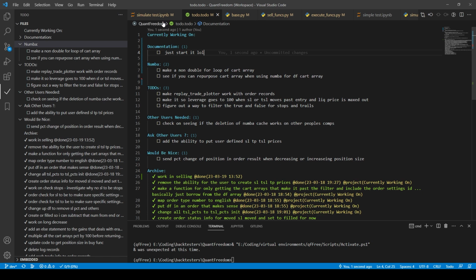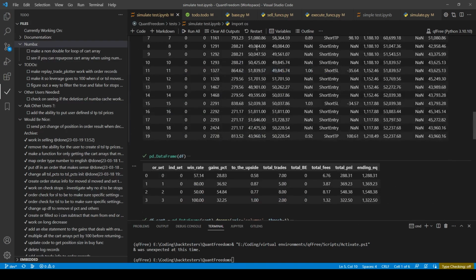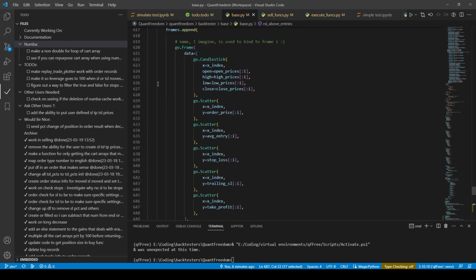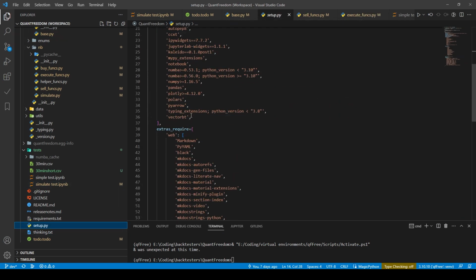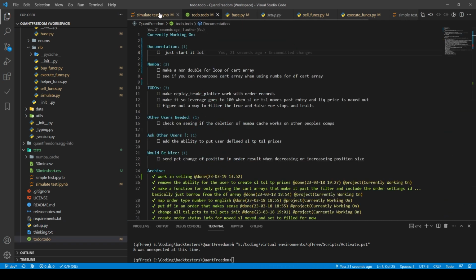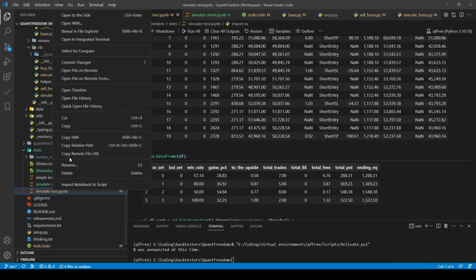Let's start the documentation. I think it's done for now. Do I have this install vector BT? Yeah. I think this is good enough now to where this is a simulate short. It's gonna be a simulate long.